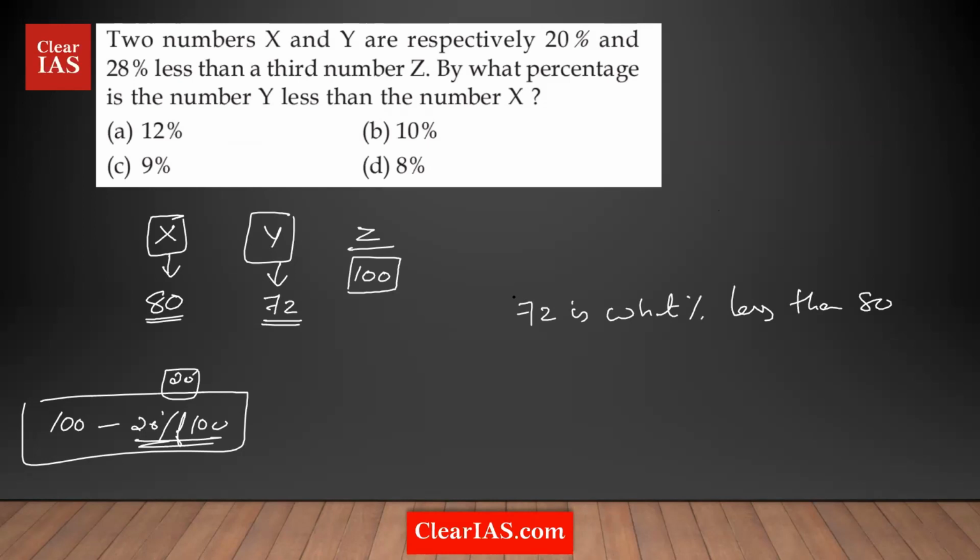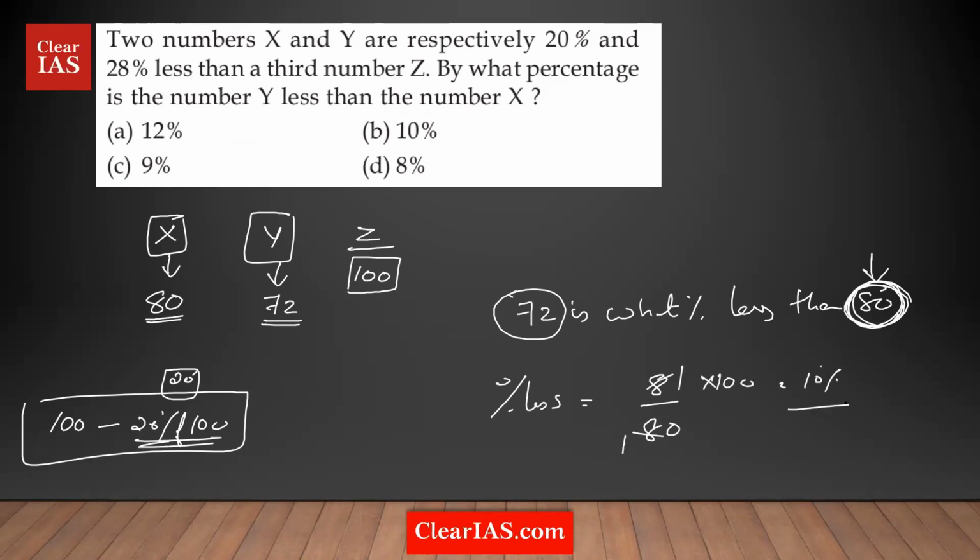Now it's very easy, right? 72 is what percentage less than 80. The percentage less is nothing but, what is the value less? 72 is how much less than 80? 8. What's the base value? Less than. Whatever comes after than, that's the base value. 80 is your base value. So 8 by 80 into 100 will give you the answer. That is nothing but 1 by 10 into 100, 10%. You easily get the answer. So this is what I said. When you plug in values, it's more easy and you get the answer within a minute.